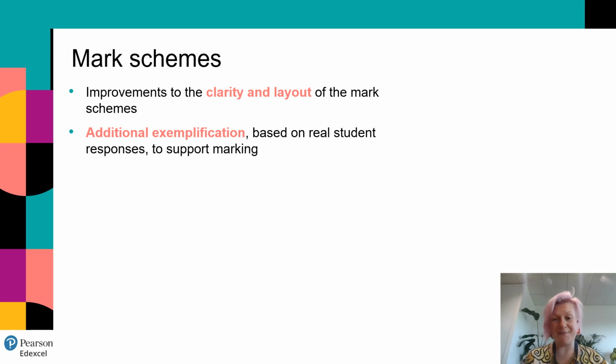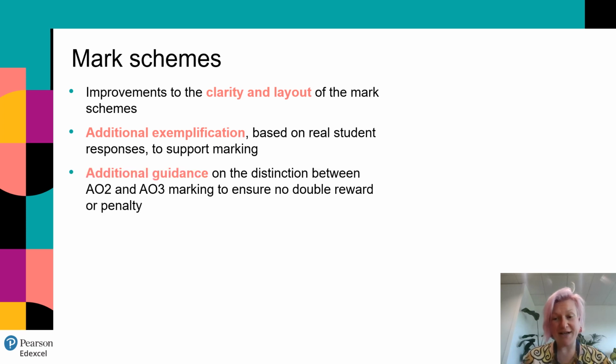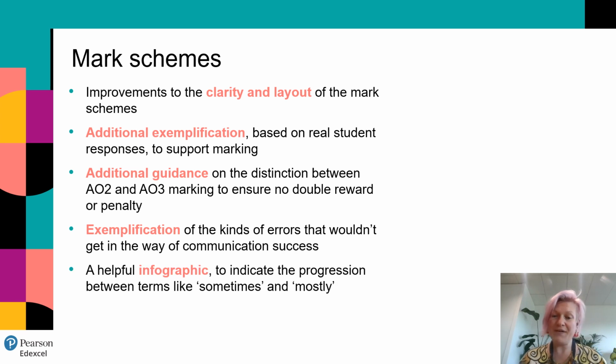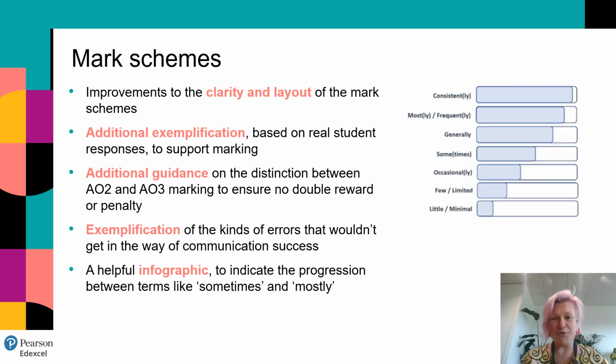We've added additional exemplification, which is based from real student responses, which we've trialled during the development process. We've added additional guidance to the mark scheme on the differentiation between the marks for AO2 and AO3 to make sure that students wouldn't be double credited or double penalised for an error against 2 different assessment objectives. We've added additional exemplification of the kind of errors that wouldn't, in fact, get in the way of communication success, and we've added a helpful infographic that shows some of the differentiation between those mark scheme terms like sometimes and mostly, which we think will be quite useful in helping to interpret the levels-based mark scheme.